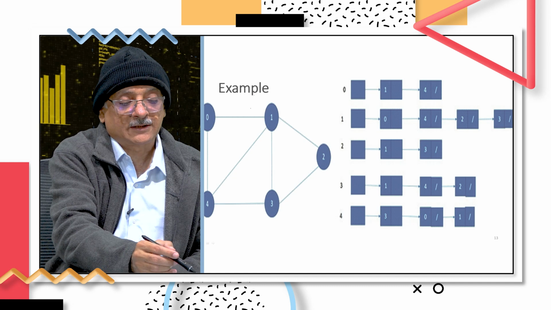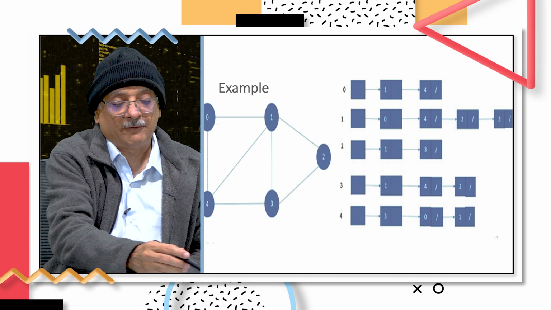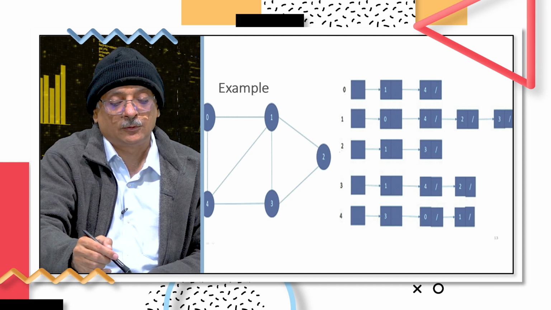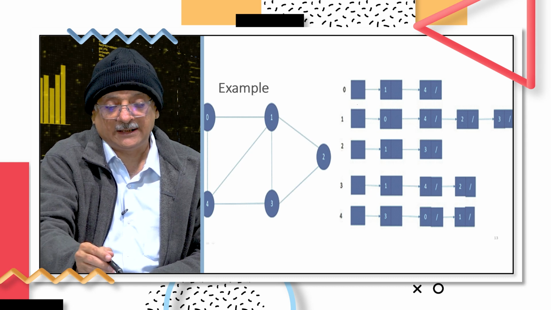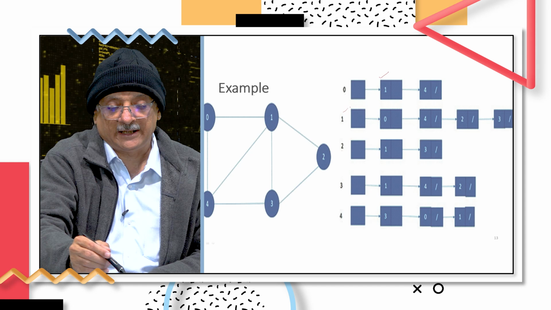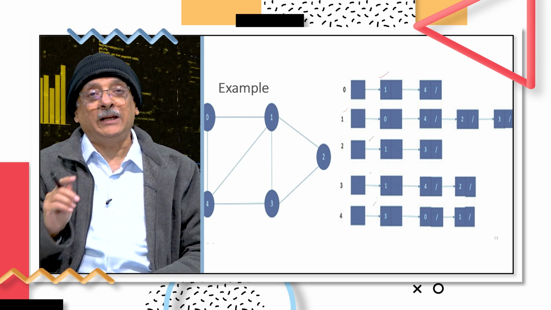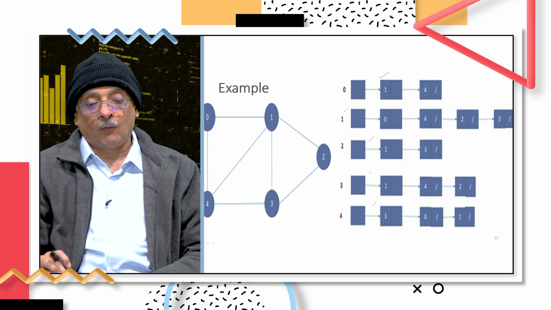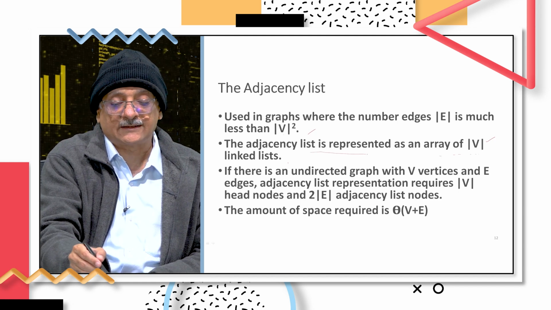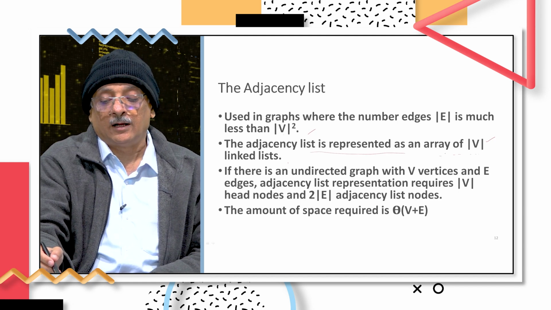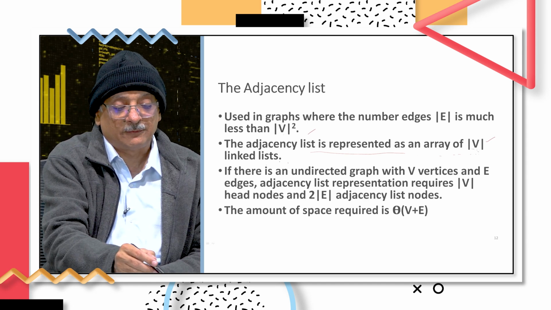Suppose in our example, how many nodes are there? We have 5 nodes represented as 0, 1, 2, 3 and 4. So, this is one linked list, this is the second, third, fourth and fifth. For every node we are making one linked list. That is why the adjacency list is represented as an array of V linked lists, the number equivalent to the number of nodes.